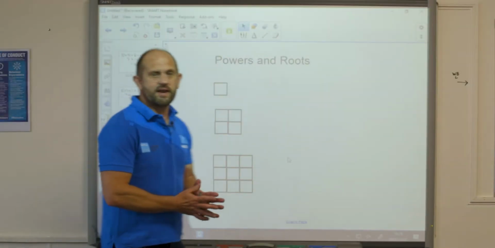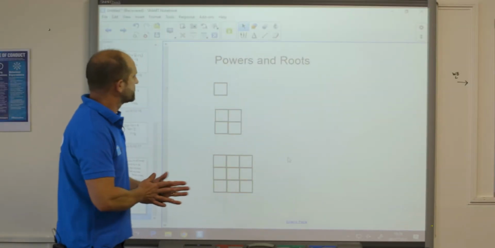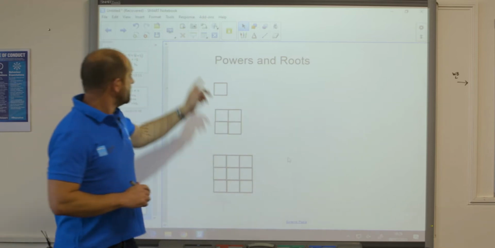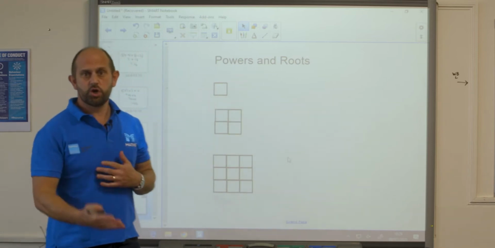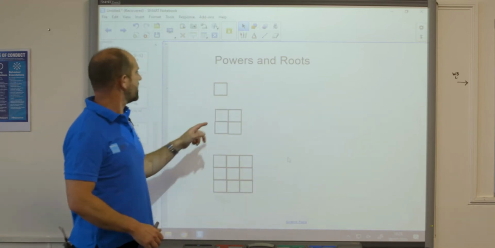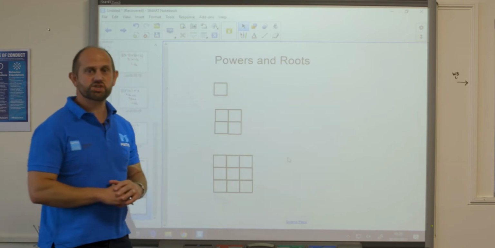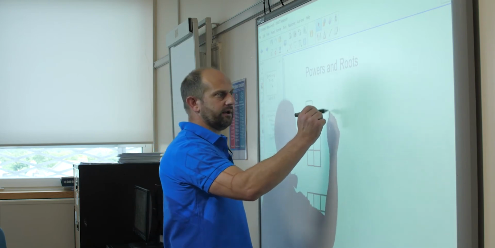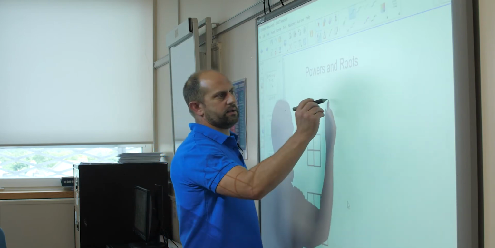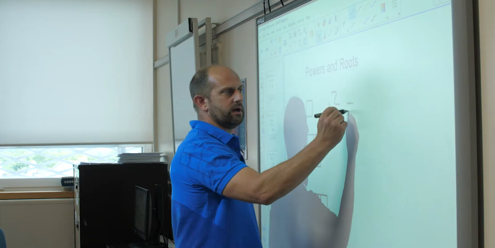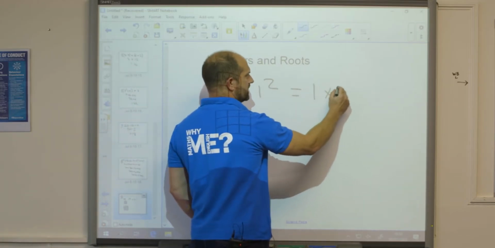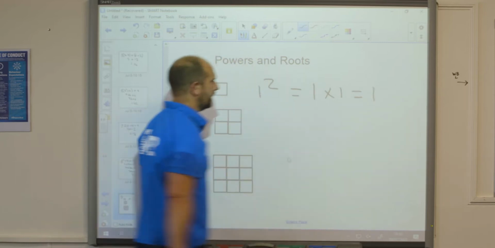Okay, the next one we're going to look at then is powers and roots. Similar to indices, where we've got square roots, squares, cubes, and multiples like that. So here we're going to look first at square numbers. Here I've got 1 square, and this is written like so. That is telling us that we've got 1 squared. So that is effectively 1 times 1, which equals 1.